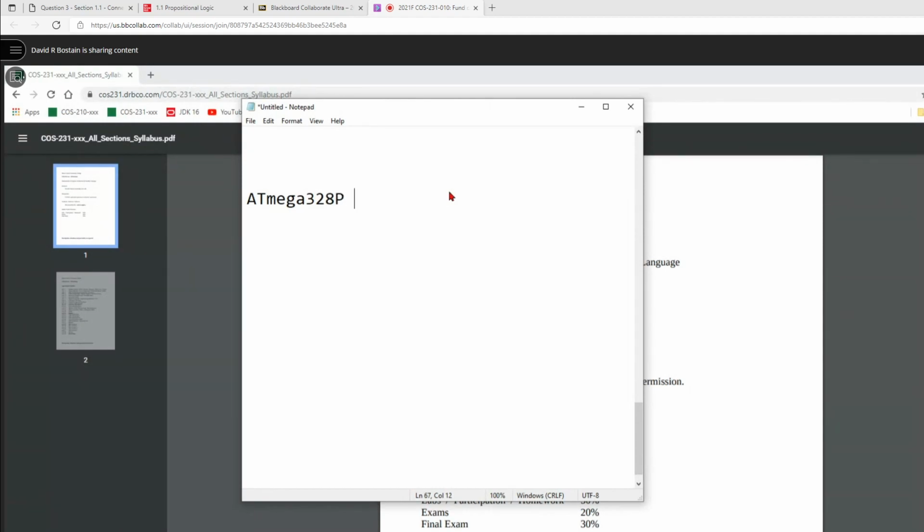P is capitalized. Microcontroller. It's the same one that is in an Arduino Uno Rev 3 board. Now, you're going to need to buy one of these, and you're going to need to get the USB cable that's appropriate for it in order to attach it to your computer.